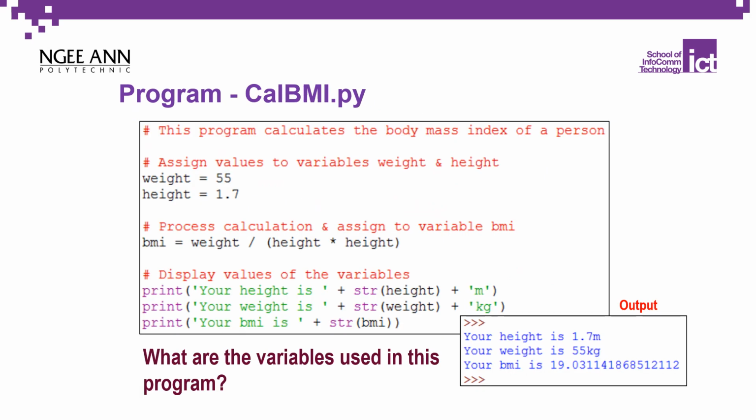Consider this program that calculates a person's body mass index, or BMI, given his weight and height. Take a bit of time to figure out what the program is doing. You can pause this lesson. Now, what are the variables in this program?